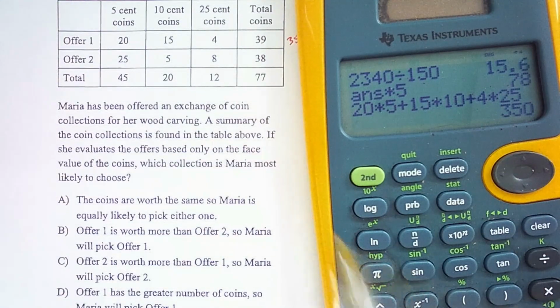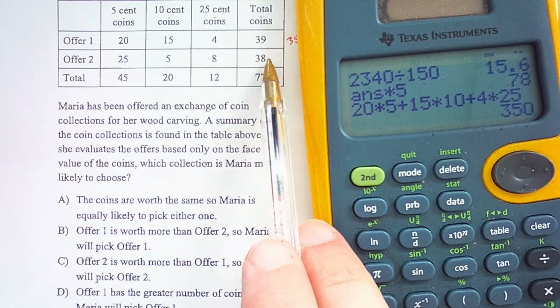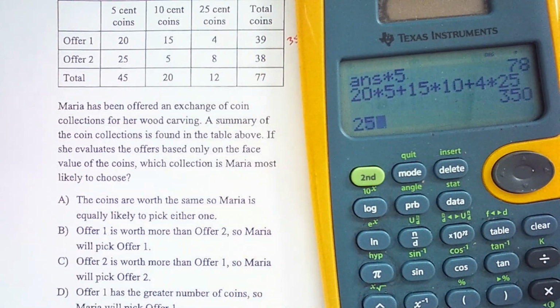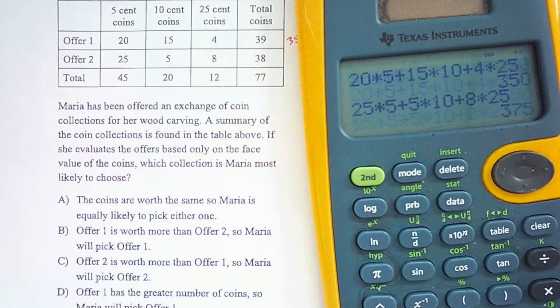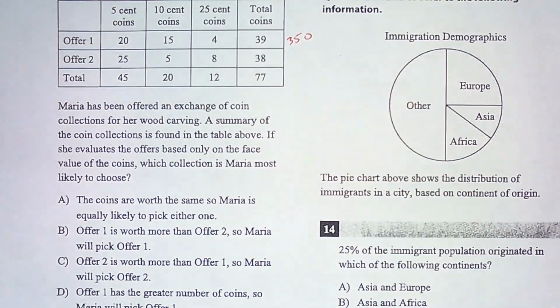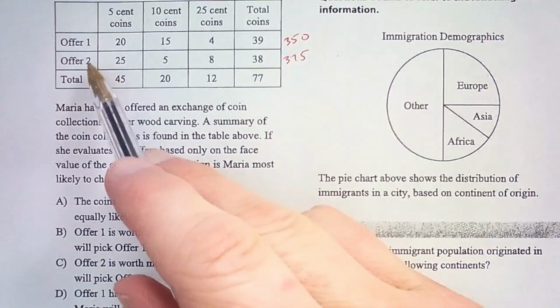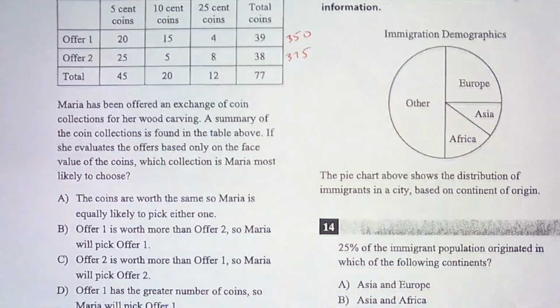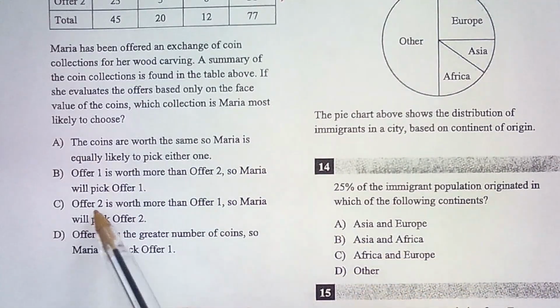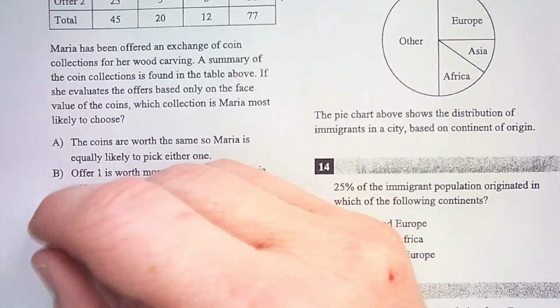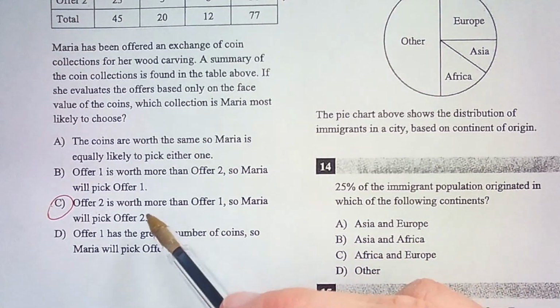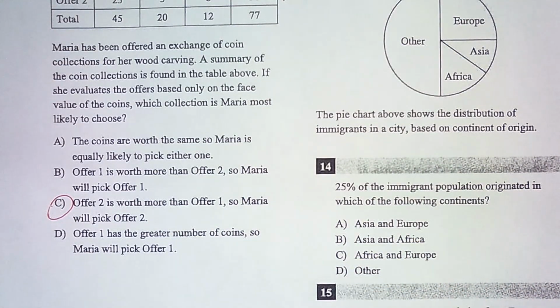Offer 2 has 1 less coin, so it's only got 38 coins, but the value, 25 5-cent coins, plus 5 10-cent coins, plus 8 25-cent coins, is 375. So this has a value of 375 cents. So it looks like offer 2 is the more likely offer. Offer 2 is worth more than offer 1. So Maria will pick offer 2.